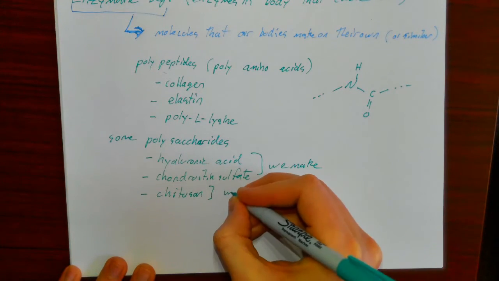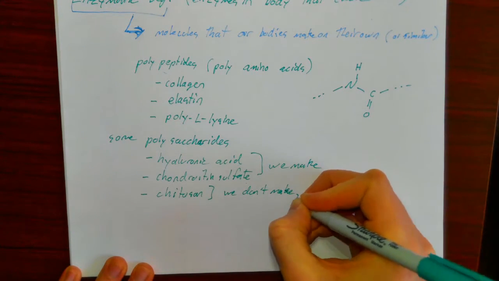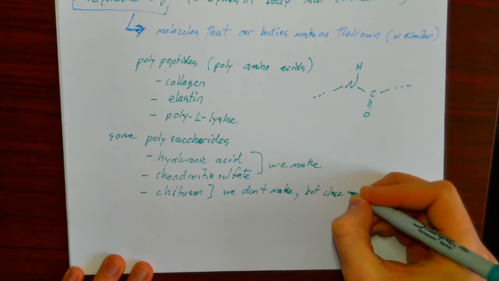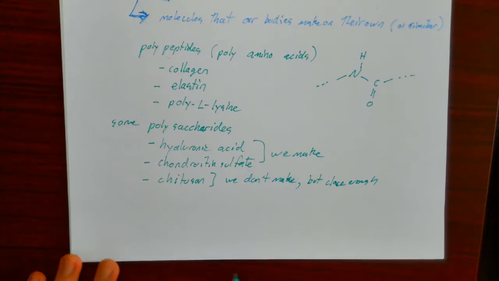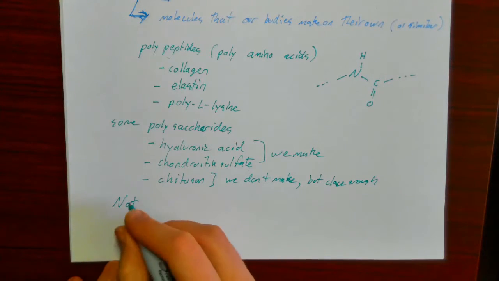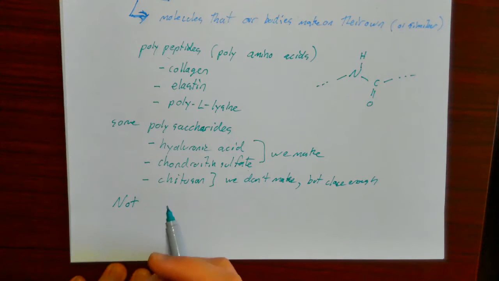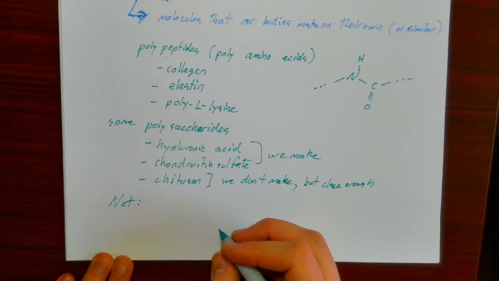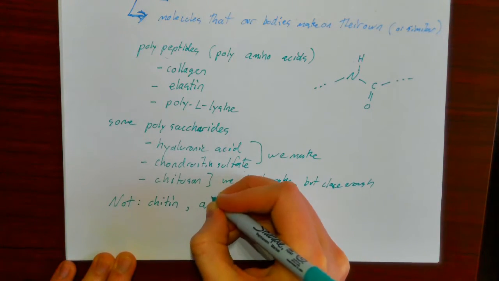So we don't make it, but it is close enough for some of our enzymes to break it down. But then, for example, some polysaccharides for which we don't have sufficiently effective enzymes include chitin and alginate.